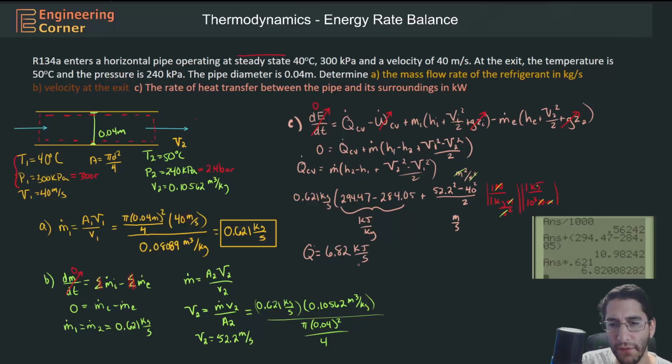Well, we do have a conversion. We asked for this in kilowatts. We do know that 1 kilowatt is 1 kilojoule per second, so it's a 1-to-1 conversion, and we can get that my rate of heat transfer is going to be 6.82 kilowatts. And that is what part C is.